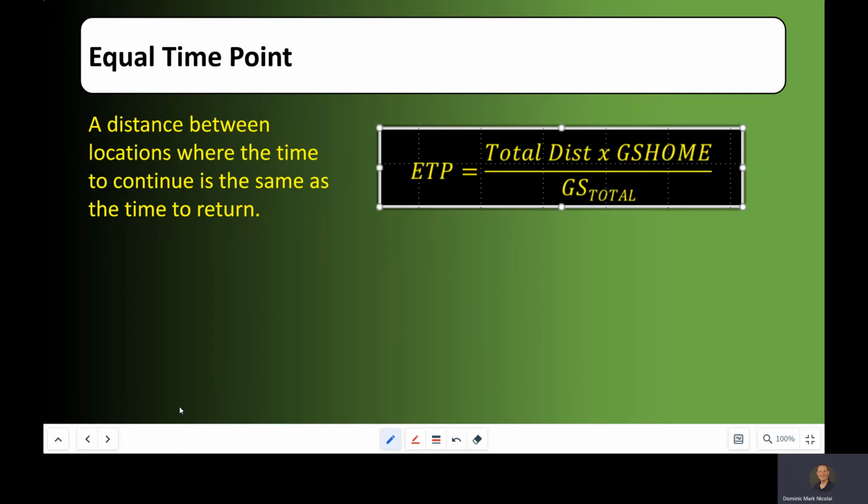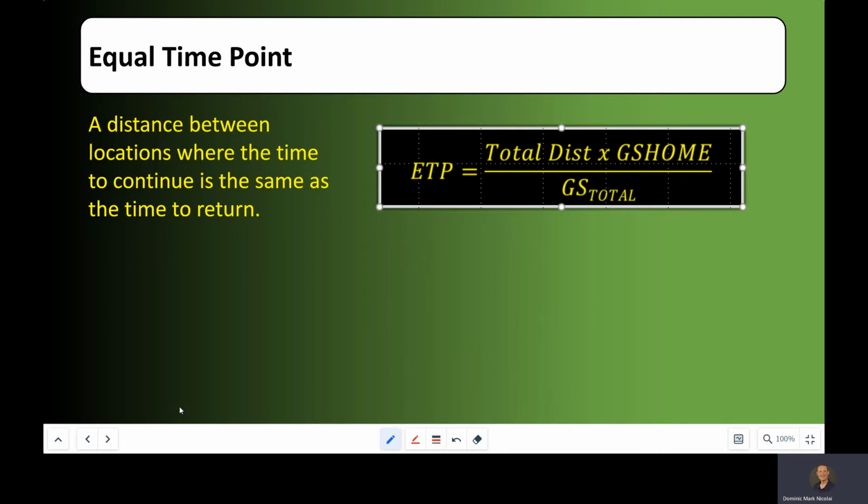Okay. This one's called equal time point. This is a very valuable number to know. It would be a fix. An example would be if you're crossing over Lake Michigan, and you want to know at what point it is the same time to continue as to return. So that's what equal time point tells us.